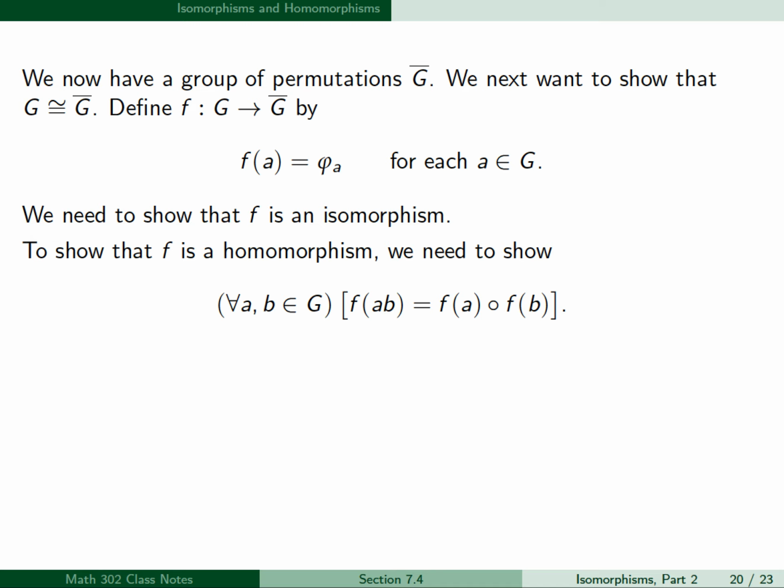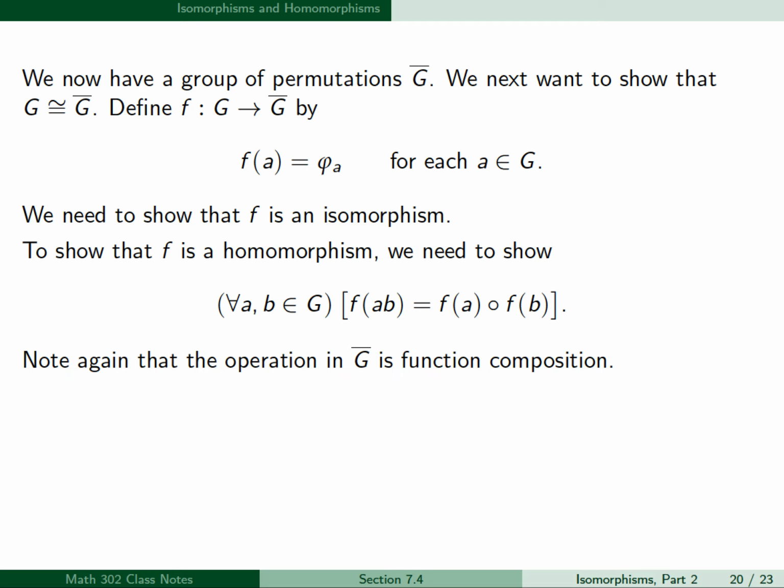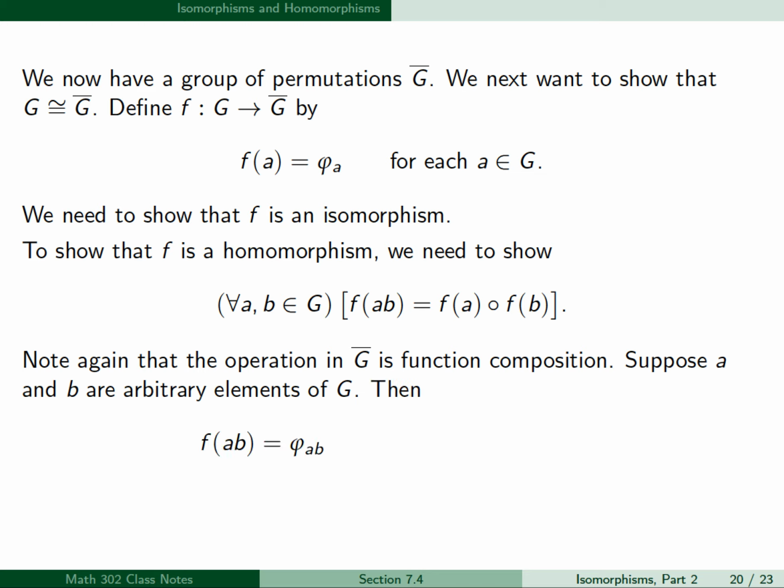We first show that f is a homomorphism, and to do this we need to show for all a and b in G, f of ab is equal to f of a composed with f of b. Note again that the operation in G bar is function composition, so that's what we have on the right side of this equality. So suppose a and b are arbitrary elements of G. Then f of ab equals phi sub ab, which by our identity is phi sub a composed with phi sub b, which is equal to f of a composed with f of b. And therefore, f is a homomorphism.